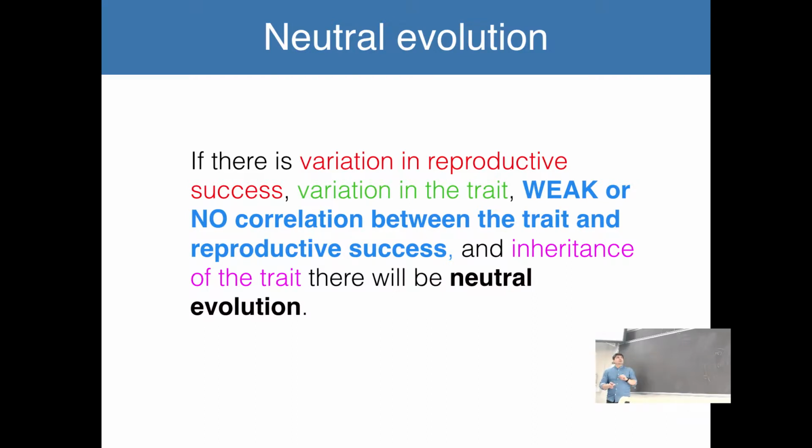If there is variation in reproductive success, if there's variation in the trait, and if there's weak or no correlation between the trait and reproductive success, so this is where this differs from adaptive evolution. If that is the case and there's inheritance of the trait, then there will be neutral evolution.